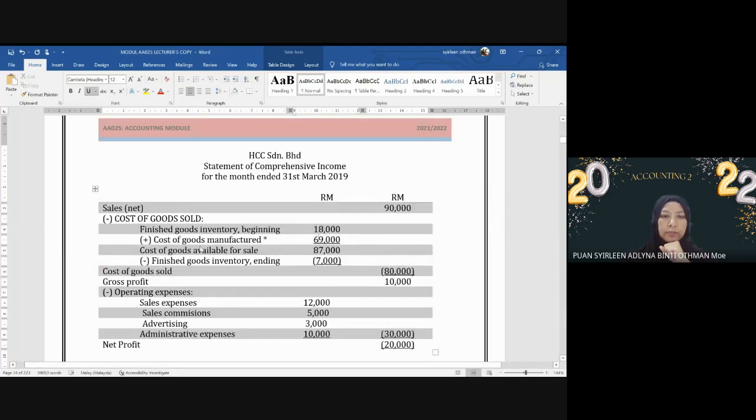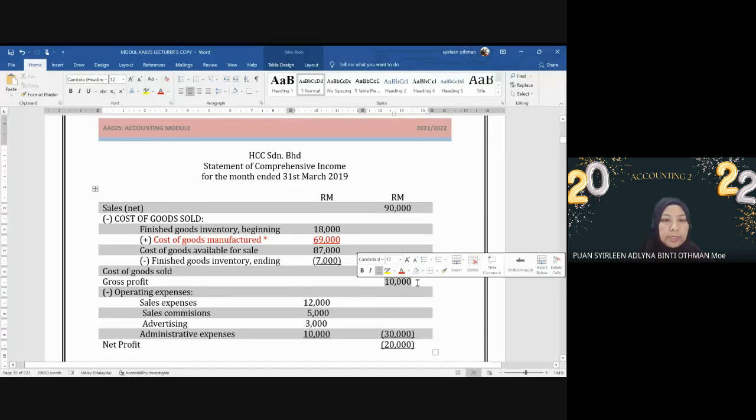So your cost of goods manufactured is 69,000, brought from the cost of goods manufactured statement. Okay, so bila finished goods inventory beginning plus COGM, kita akan dapat cost of goods available for sale 87,000. And kita minus dengan ending inventory, you akan dapat cost of goods sold. Okay, which is 80,000 minus dengan 90,000 your net sales tadi, kita akan dapat gross of 10,000 ringgit. Okay, so this is your gross profit.